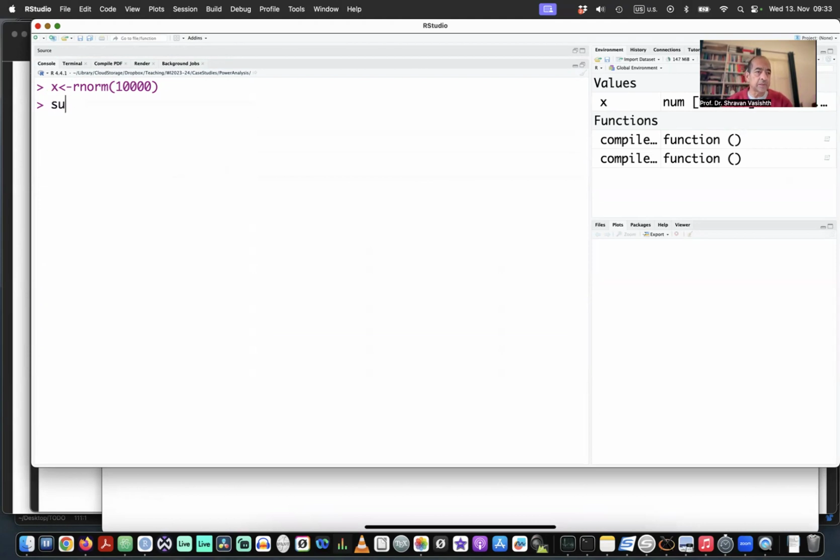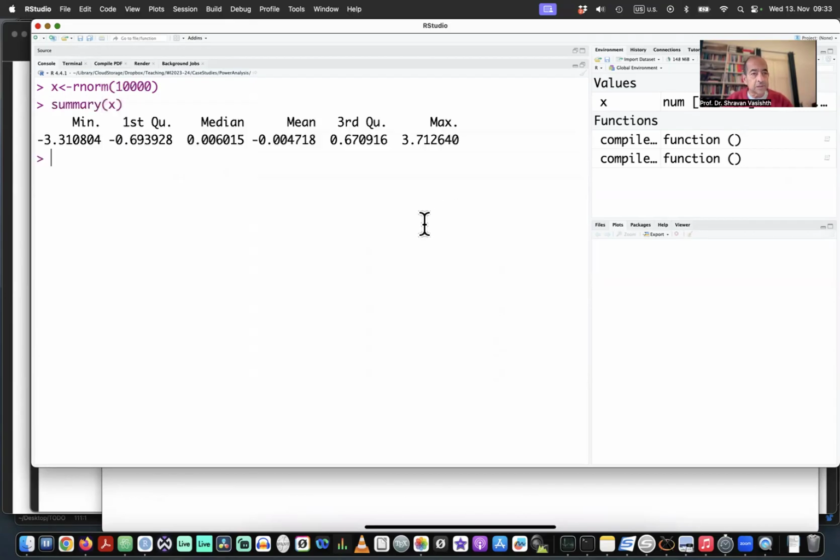Well, let's do a summary on this, okay? If you do a summary, you'll see what the distribution is. The mean is near 0. The first and third quartiles, so that means 25% of the data lies below minus 0.69 and 25% of the data is greater than 0.67. Okay, that's the first and third quartiles. And the minimum and maximum values are around 3.